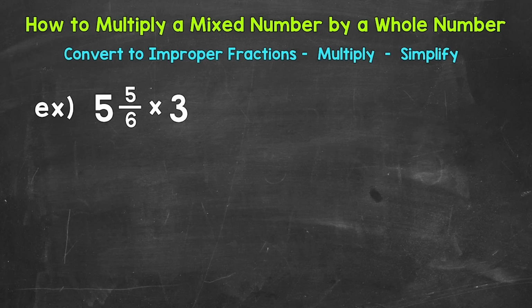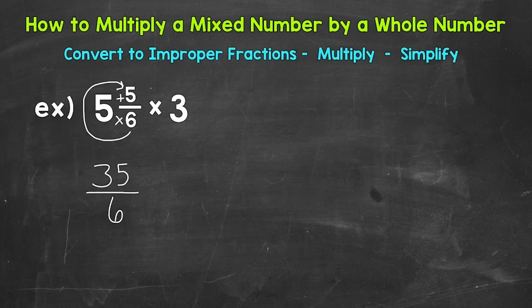Now the first thing that we want to do, we want to convert our mixed number to an improper fraction and then write our whole number as an improper fraction. Let's start with the mixed number, and we start at the bottom and work our way up. So we multiply and then add. So we do our denominator times the whole number, so 6 times 5, which is 30, plus the numerator of 5. So 30 plus 5 is 35. That's the numerator of our improper fraction. We keep the denominator of 6 the same. So we get 35 over 6.